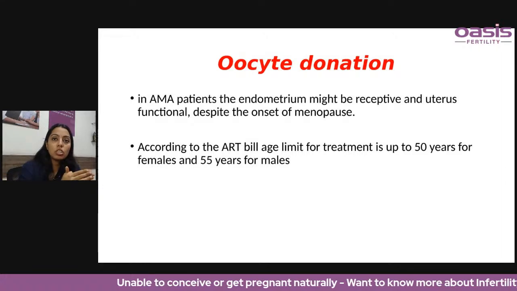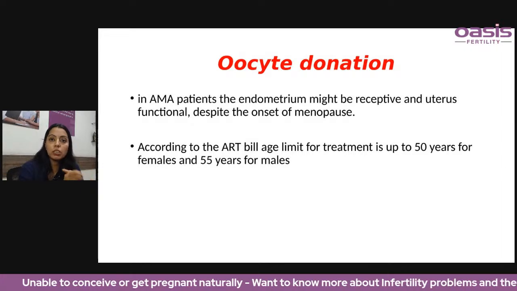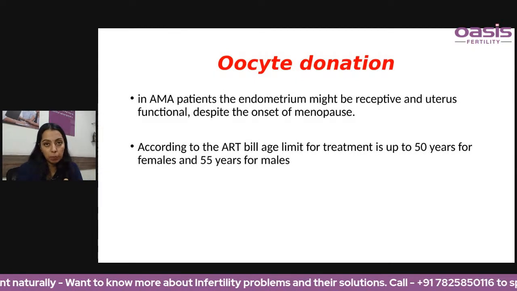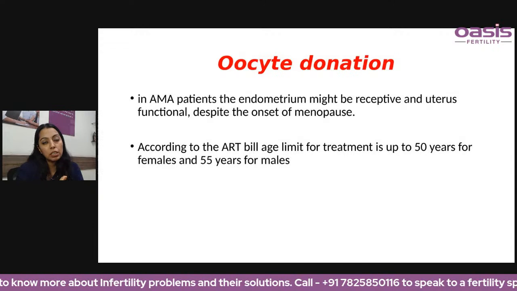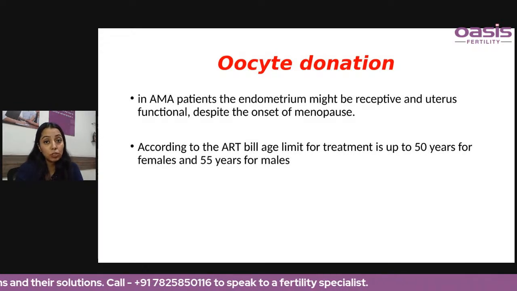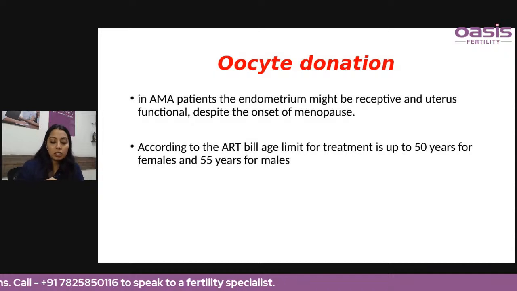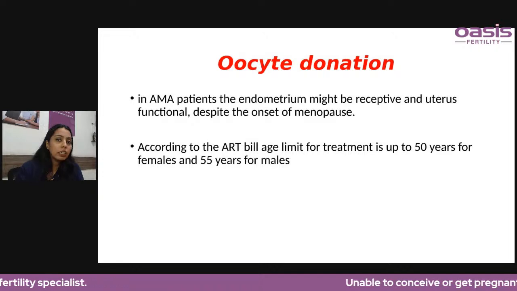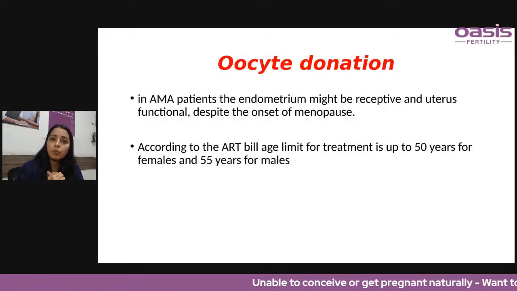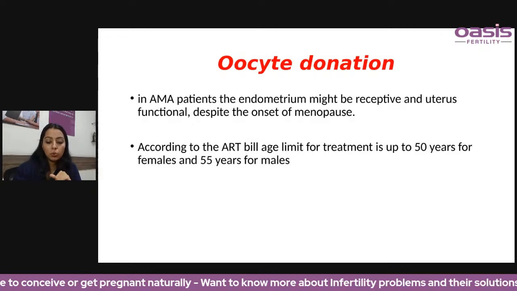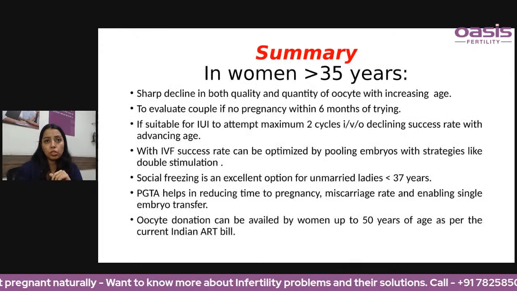The child has 50% of the genes from the donor oocyte and 50% from the male partner. So oocyte donation is an excellent option for those ladies where egg quality is the reason behind the infertility. According to the latest ART bill in India, this can be exercised. This option is available to ladies right up to the age of 50 years. And it is a good option. What is the success rate? It's as good as someone who's less than 35, because the eggs which are being used are from a lady who is less than 35. So there's a very good chance of success with oocyte donation if you have a good uterus.